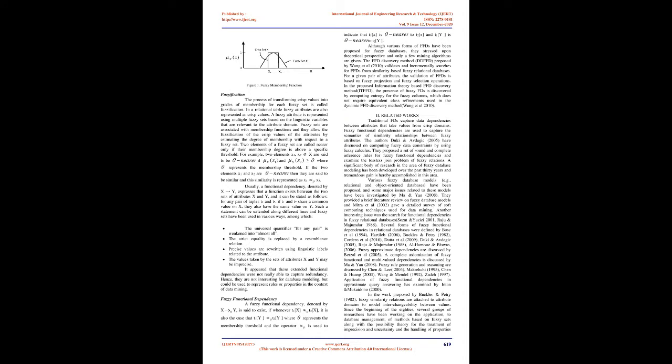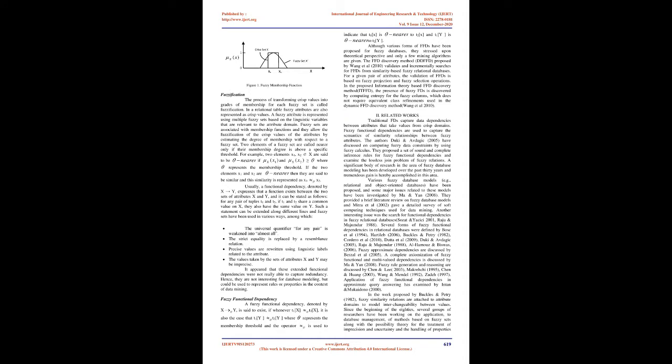Fuzzification. The process of transforming crisp values into grades of membership for each fuzzy set is called fuzzification. In a relational table, fuzzy attributes are also represented as crisp values. A fuzzy attribute is represented using multiple fuzzy sets based on the linguistic variables that are relevant to the attribute domain. Fuzzy sets are associated with membership functions and they allow the fuzzification of the crisp values of the attributes by estimating the degree of membership with respect to a fuzzy set.